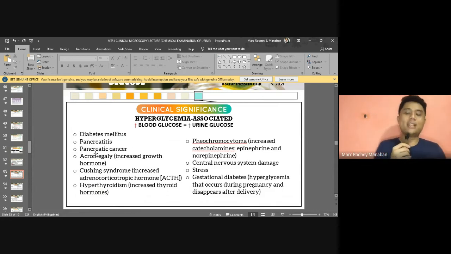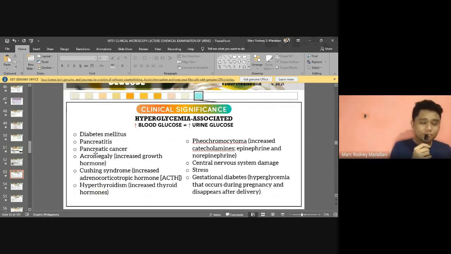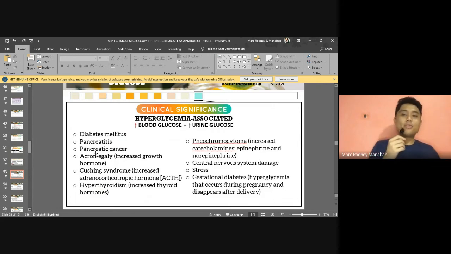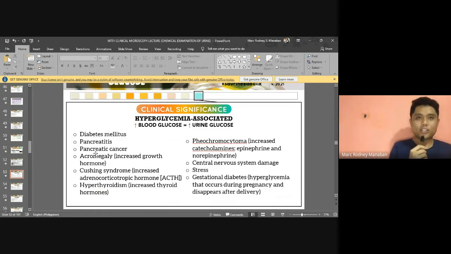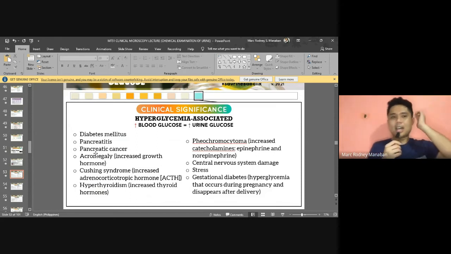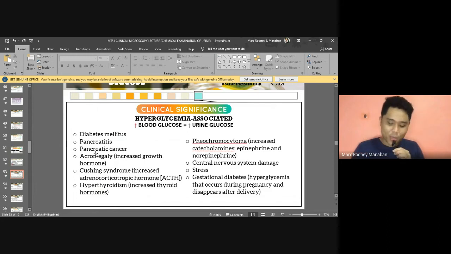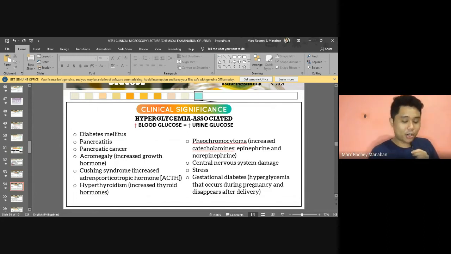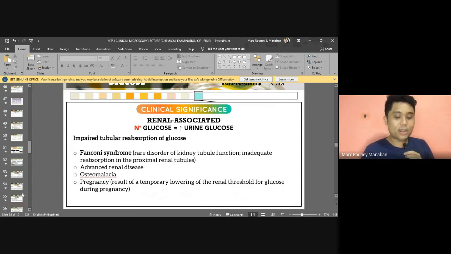CNS damage, of course, your CNS consumes the majority of the glucose, so if it is damaged, glucose can leak into your plasma. Stress, of course, induces stress hormones, which are hyperglycemic. And GDM, gestational diabetes, is diabetes during pregnancy, which induces hyperglycemia in the patient. So this is very self-explanatory, dears, no need to memorize. Now the other cause of glucosuria is renal associated, where your plasma glucose level is normal.